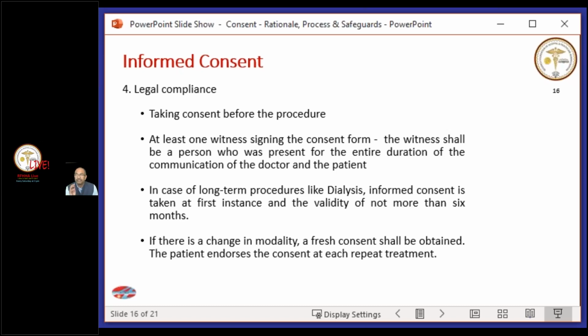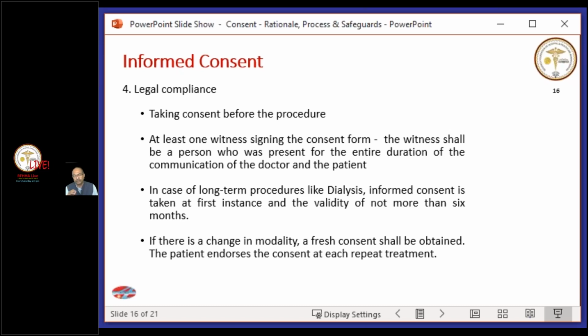In case of long-term procedures, for example, patients requiring repeated blood transfusion or CKD patients who are on dialysis and need to undergo dialysis once or twice or thrice a week, informed consent can be taken in the first instance and it can have the validity of up to 6 months. And whenever there is a change in the modality, then a fresh consent has to be obtained. And when the procedure is repeated, for each repeat, the consent has to be endorsed.